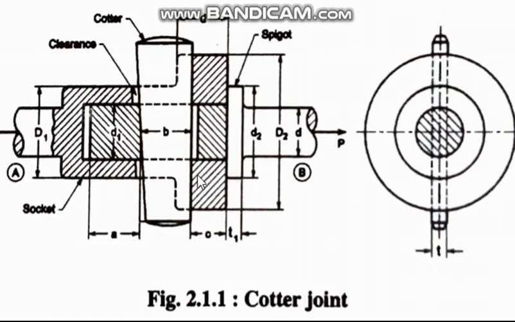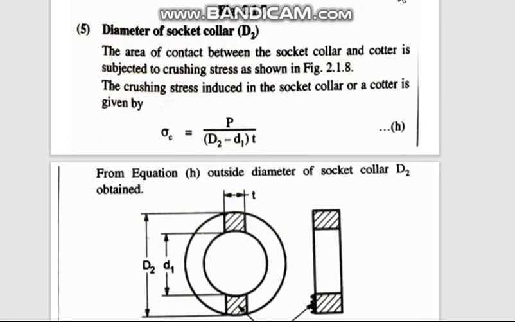This is the socket collar. Because we are pulling this side, and this cotter is in the middle, it will not allow the socket to come away. So this socket collar here and here will be crushing against the cotter. So here and here, these two places crushing is taking place. So what is the area where it is crushing? This is the thing that is crushing, the thickness is t, and here a little and here a little, this shaded portion.